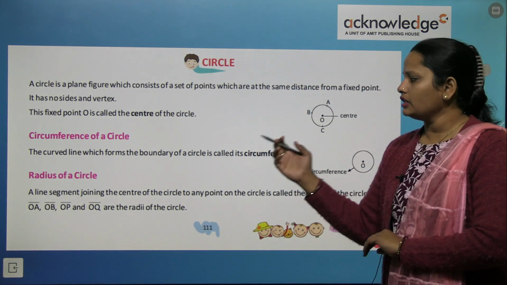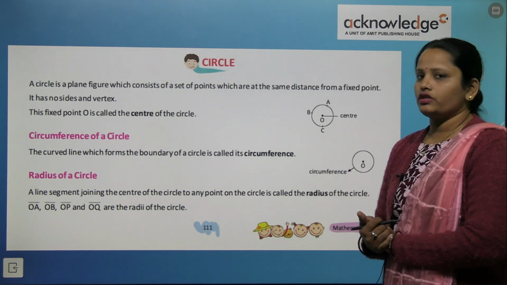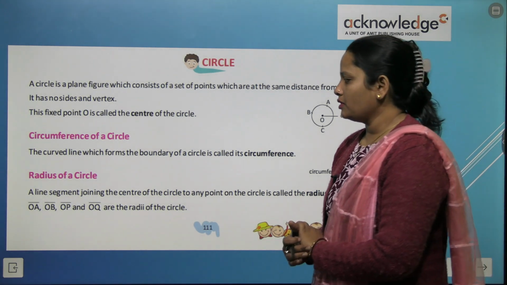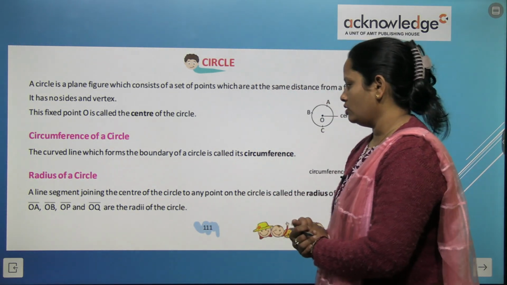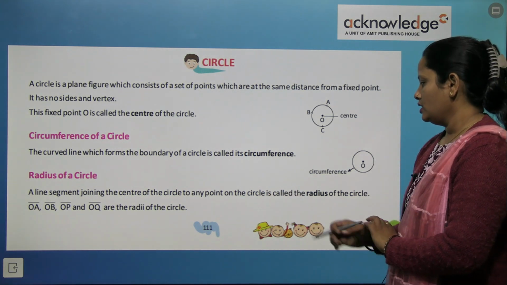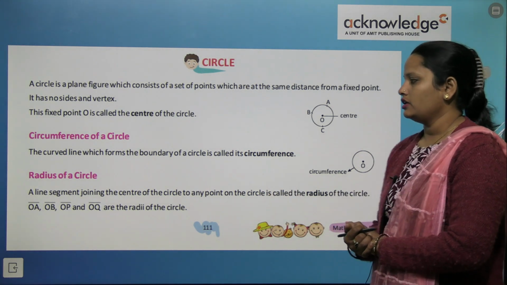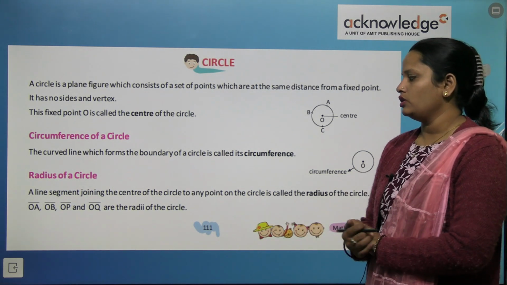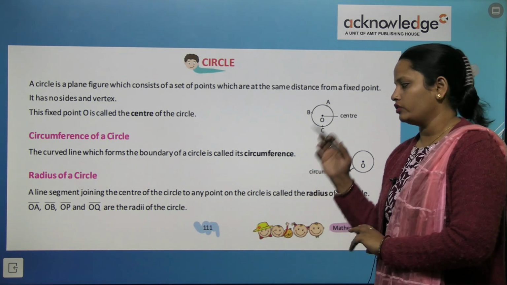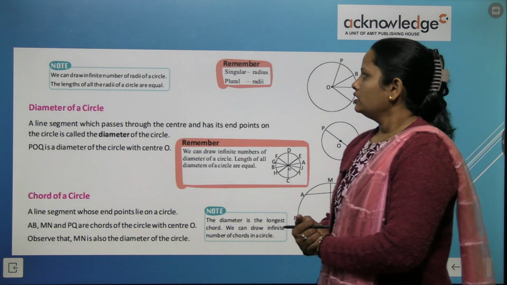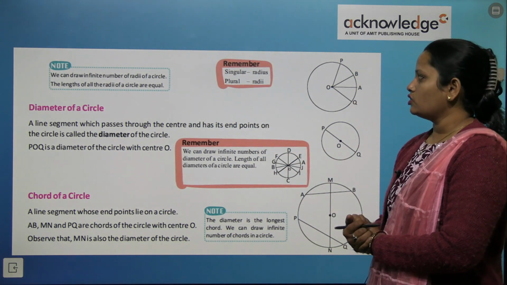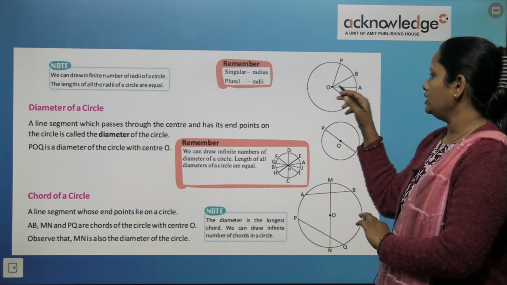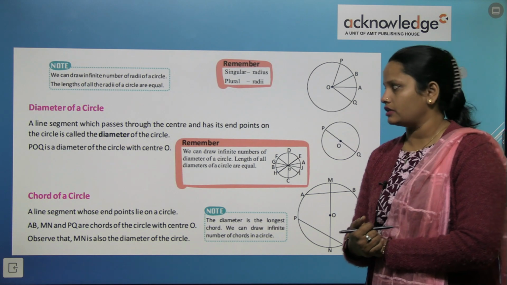Now, radius of a circle. Radius क्या है? The line segment joining the center of the circle to any point on the circle is called the radius of the circle. वो line segment जो join कर रही है circle के center को किसी भी दूसरे point से, उसे हम radius कहते हैं circle का. For example, OA, OB, OP, OQ. These are the radii of the circle. Now, singular में हम radius कहते हैं और जब बहुत सारे हों तो हम उसे radii कहते हैं. Here you can see OA, OB, OP and OQ is given.